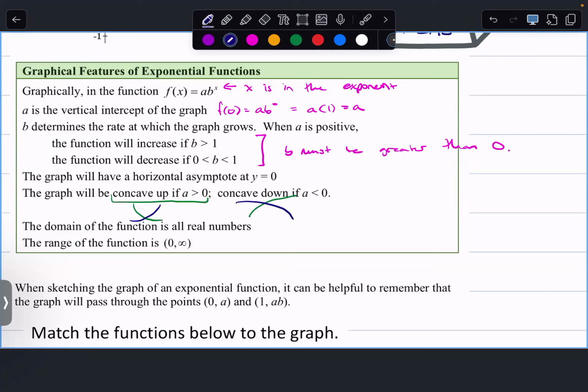If a is less than 0, right, so kind of down, down versus up and up.